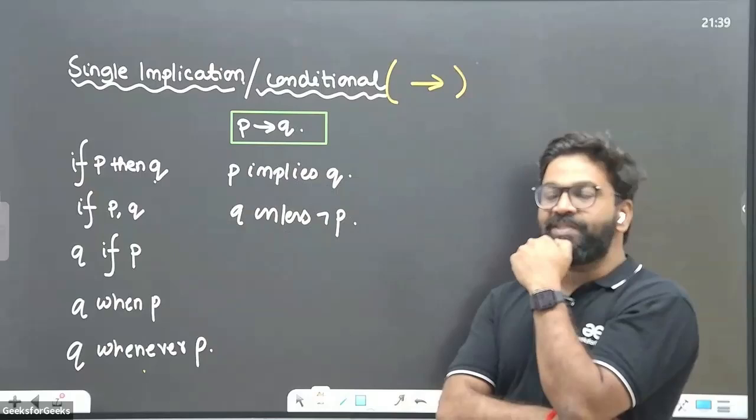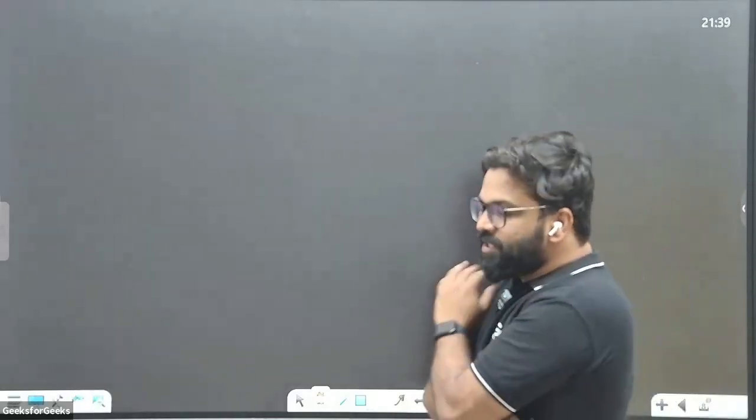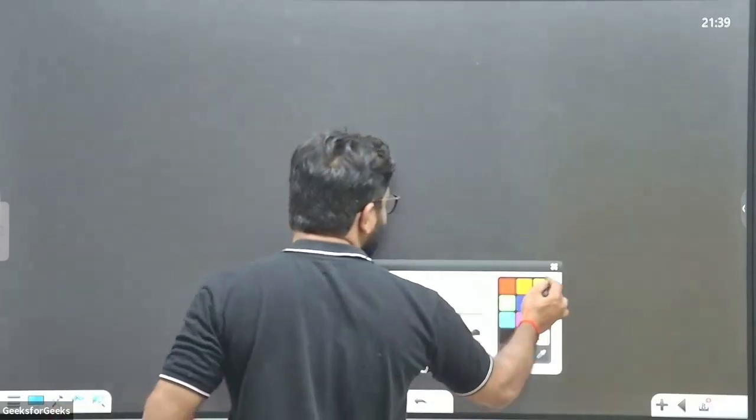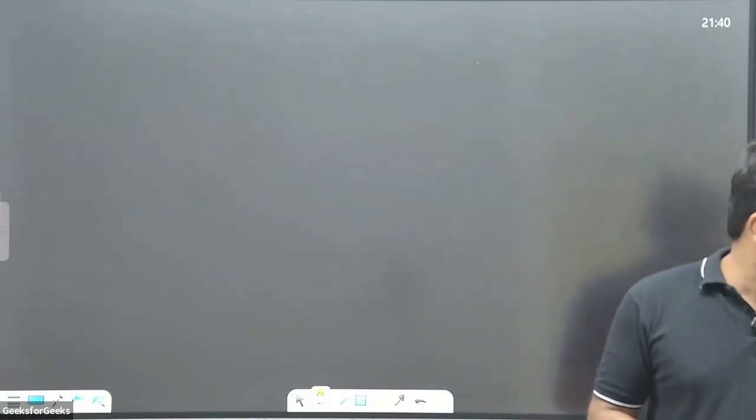Now let's try to understand the truth table. Once you understand the truth table, the major things are over. And how can we use it? Let me take one example. First, I will teach you with the help of one example, and it will be very important. It will become very easy once you understand with the help of that example.